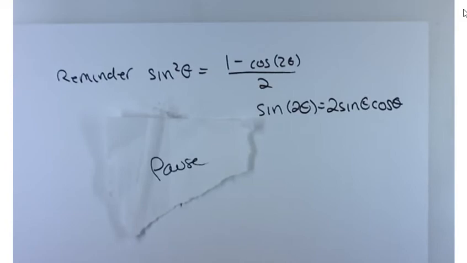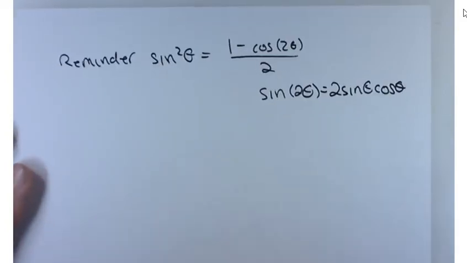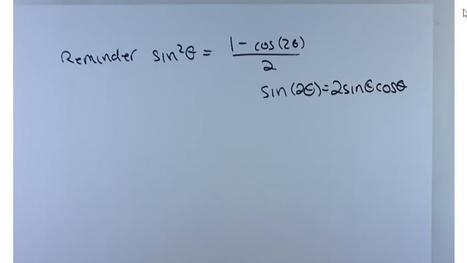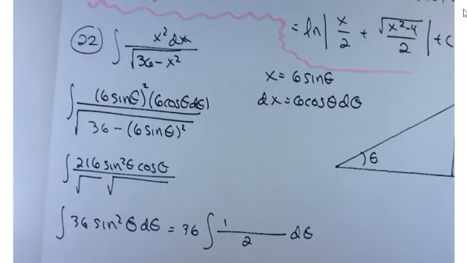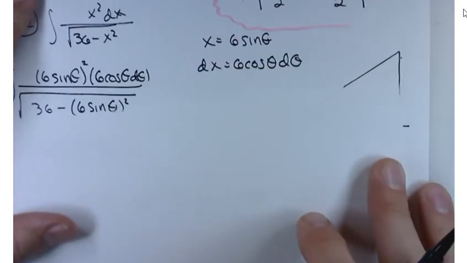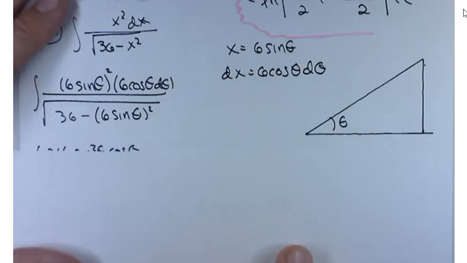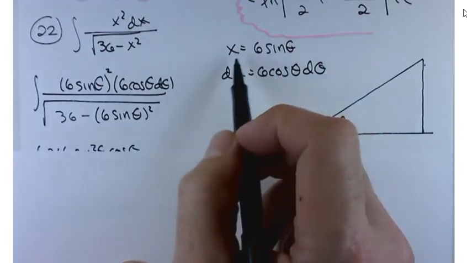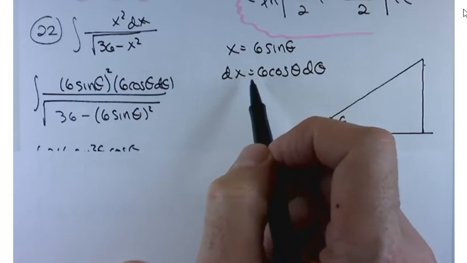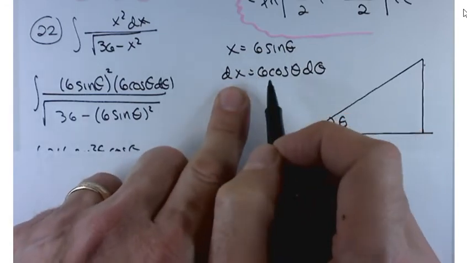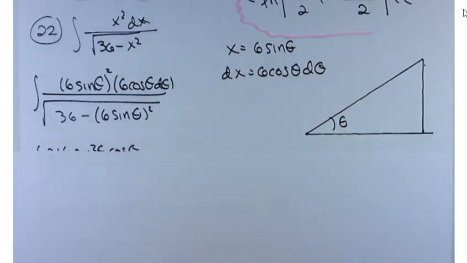Now there's two things that we're going to have to eventually substitute into our integrand. We're going to have to replace the x, well, we got that substitution here, but we're also going to have to replace dx. So dx is this right here, 6 cosine of theta d theta. So that's my dx. Here's my x squared right here. And then the square root of 36 minus x squared, so that's 36 minus 6 sine of theta squared. All right. So there's all our replacements.